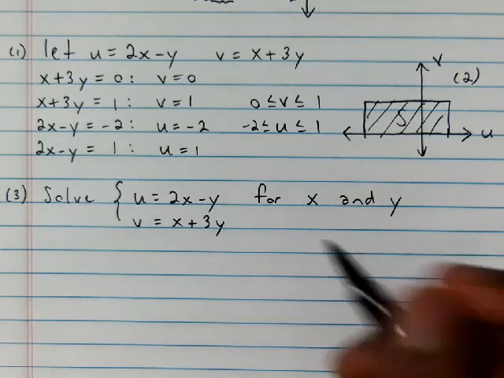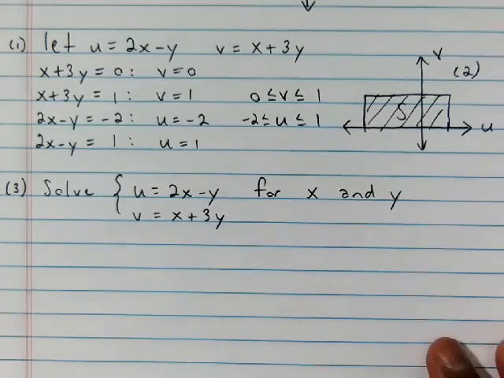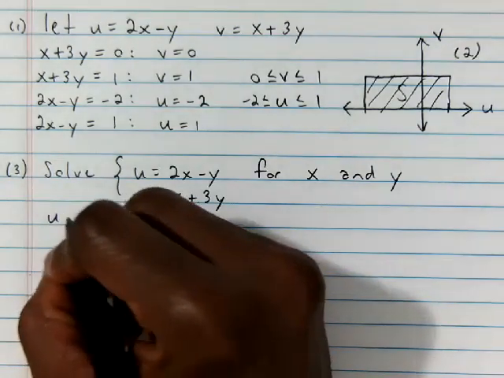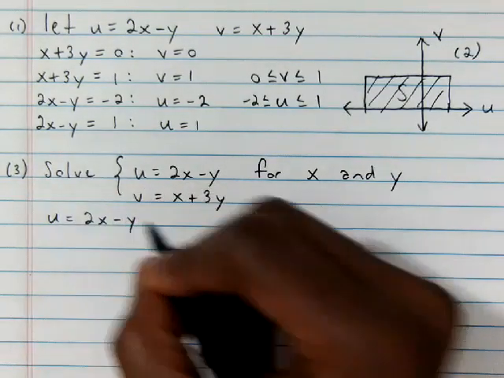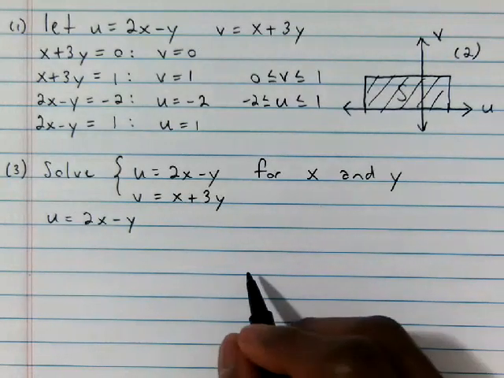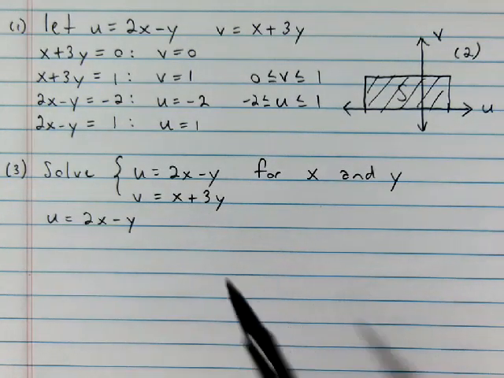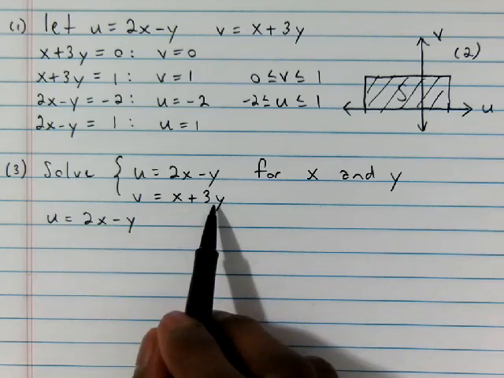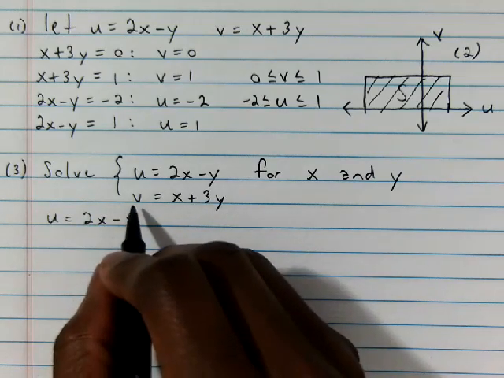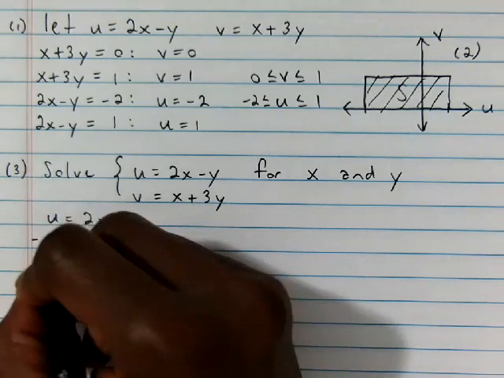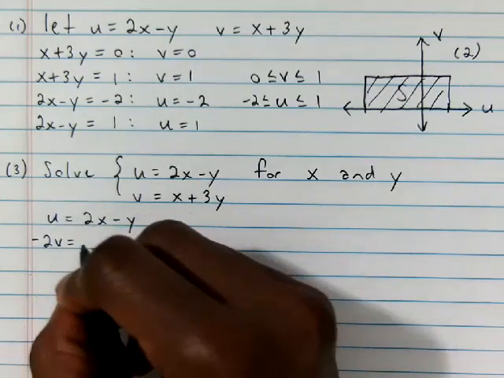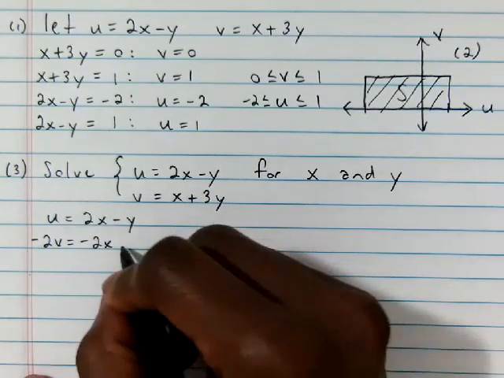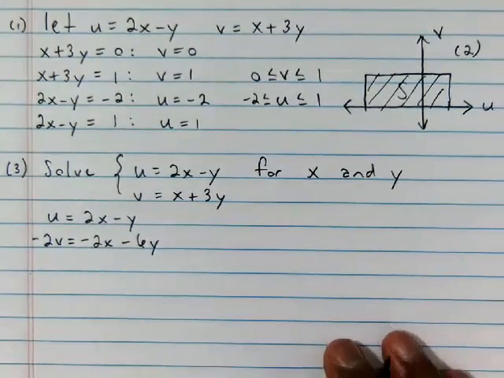All right, so I'm going to do elimination. That's just because I feel like it's easier. So I have the two equations, u equals 2x minus y, and v equals x plus 3y. To eliminate the x's, I'm going to take my second equation and multiply it by -2, and then I'm going to add the two equations. So when I do that, I'll get -2v equals -2x, and then minus 6y. Add these two equations now.